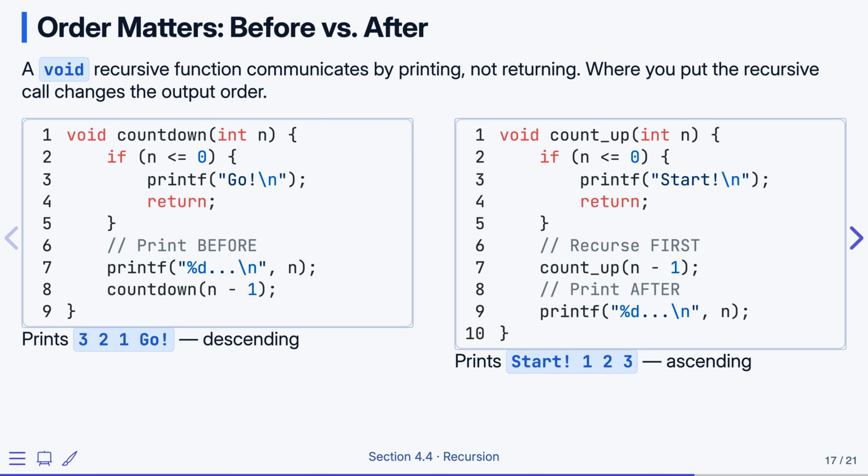Not every recursive function returns a value. A void function communicates by printing through side effects, and here is a subtle point. Where you put the recursive call changes the order of the output. On the left, countdown prints the number before the recursive call. That gives descending output. 3, 2, 1, go. On the right, count up recurses first, then prints after. That gives ascending output. Start 1, 2, 3. Same structure, opposite order. What changes is when each call does its work.